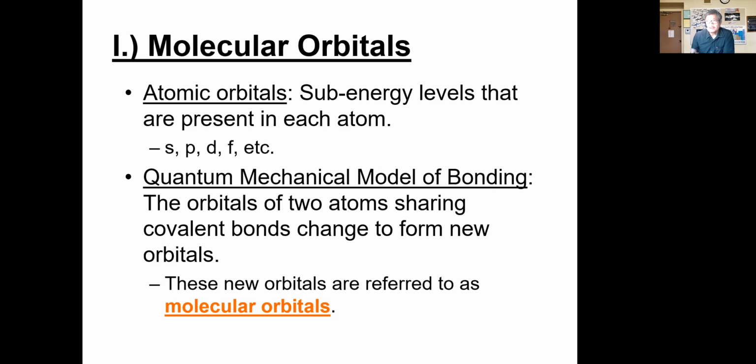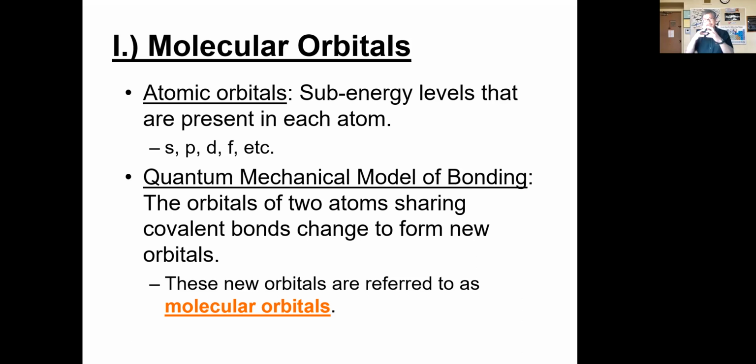And so quantum mechanics can also be used to explain how that happens. So we apply quantum mechanics to bonding, and we come up with this quantum mechanical model of bonding. That's what the localized electron model and molecular orbital theory are all about.